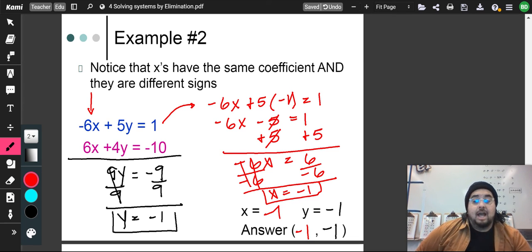Okay, so again, I look for the value that's going to eliminate. I solve for the variable that's still there. I take that and I plug it back into one of the original equations. And that will give me my point of intersection. Okay, we have one more example.